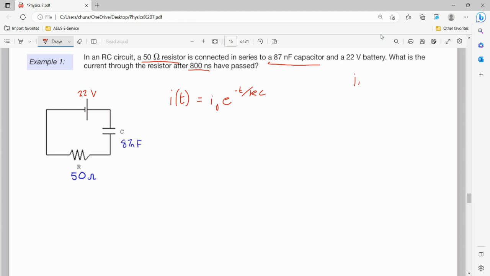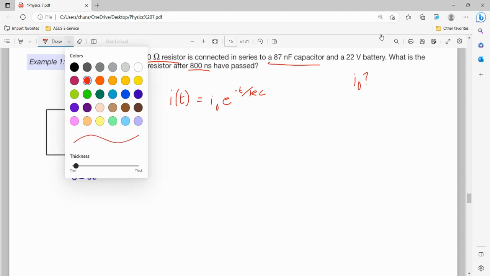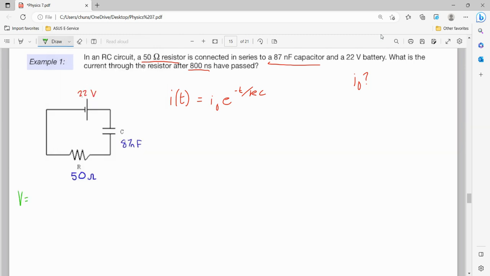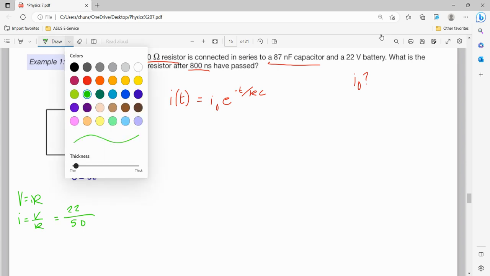Okay, so we don't have our I naught, so how would we find it? Well, that's simple. We're going to use our V equals IR equation. We're going to isolate for current, so this is V over R in this case, and this is 22 volts over our resistance value of 50. We're going to just keep it in this fraction, so that is what's going to be going into our equation.